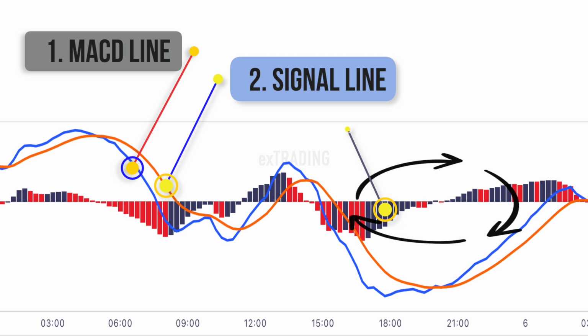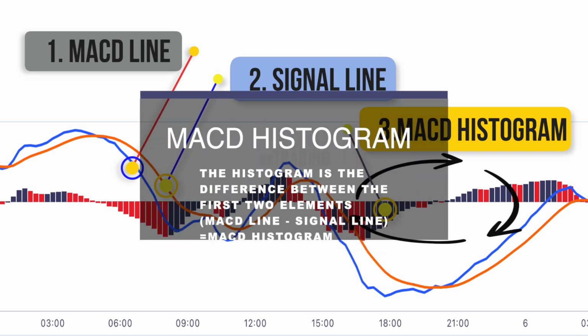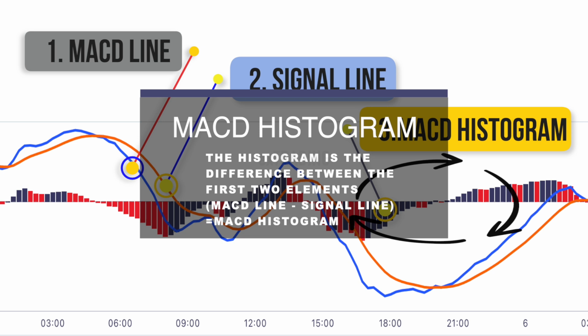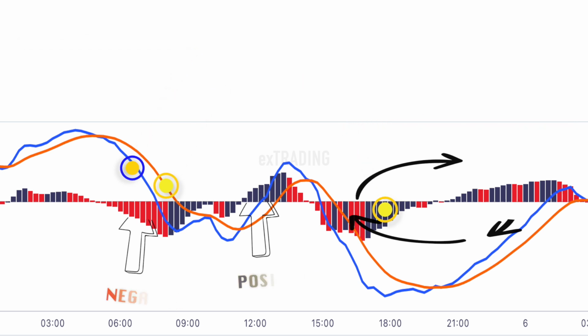3. The MACD histogram. It fluctuates above and below a zero line, which helps to identify bullish and bearish momentum readings. The histogram is the difference between the first two elements, MACD line minus signal line. When the MACD line is above the signal line, the histogram is positive, and when the MACD line is below the signal line, the histogram is negative.